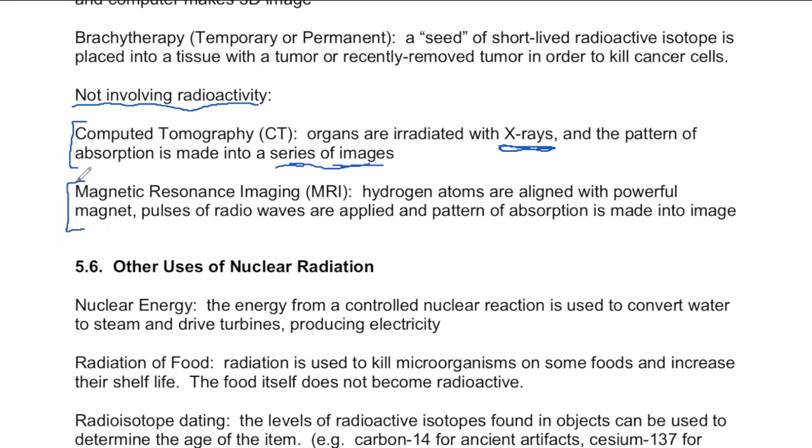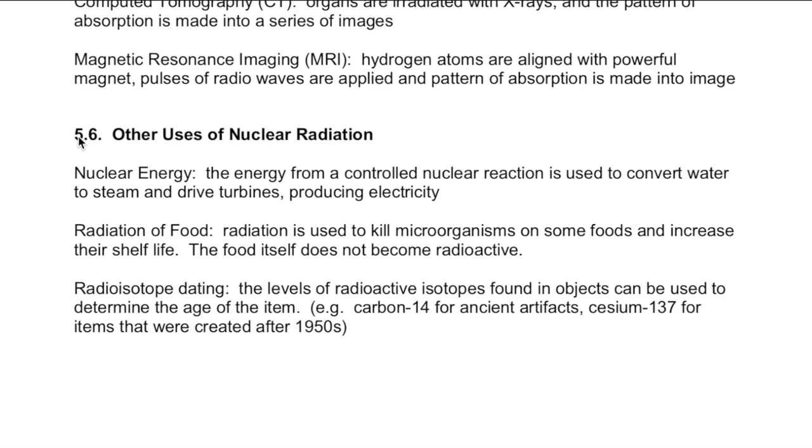Another type of scan that does not involve radioactivity or high energy X-rays is magnetic resonance imaging, so MRI, and that involves a powerful magnet. The hydrogen atom nuclei are aligned with a powerful magnet, and then energy in the form of radio waves is pulsed at those aligned atoms, and then the absorption of that energy can be made into an image. So besides some of these imaging techniques and treatment of cancer, there are other non-medical uses of nuclear radiation that are nonetheless fairly common in our lives.